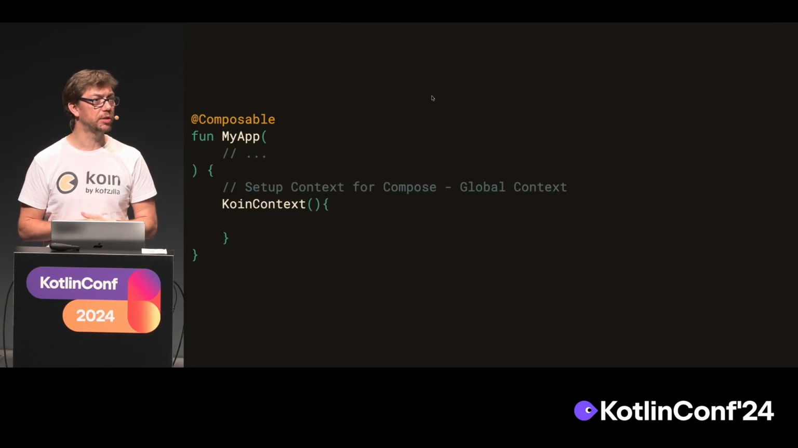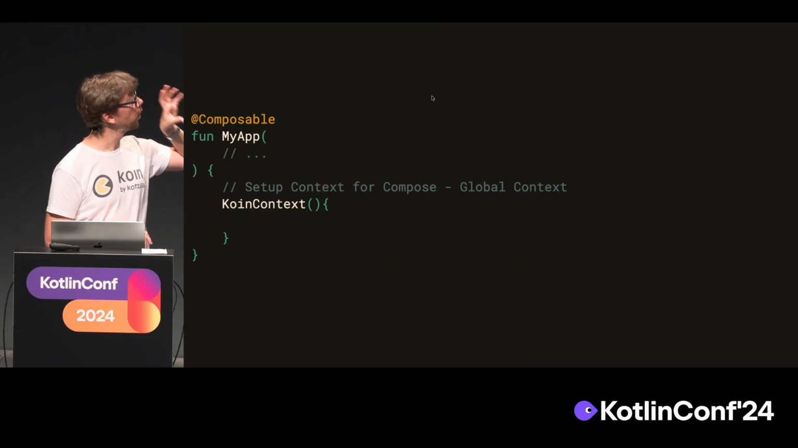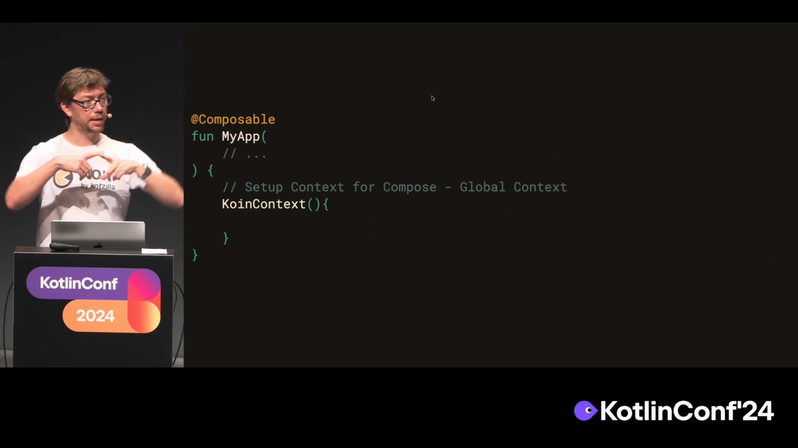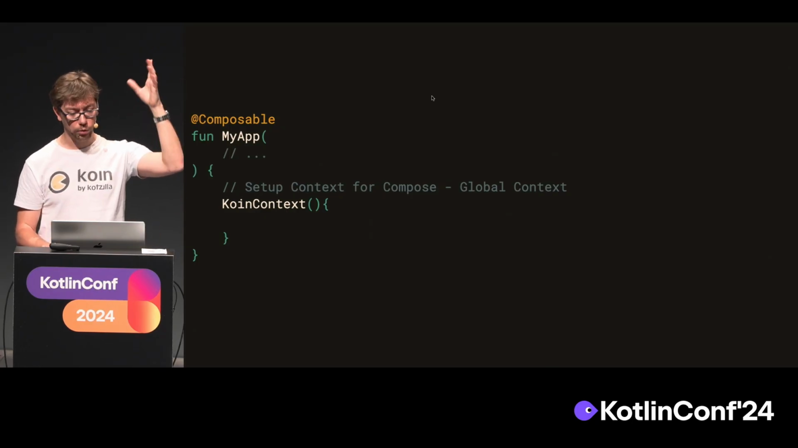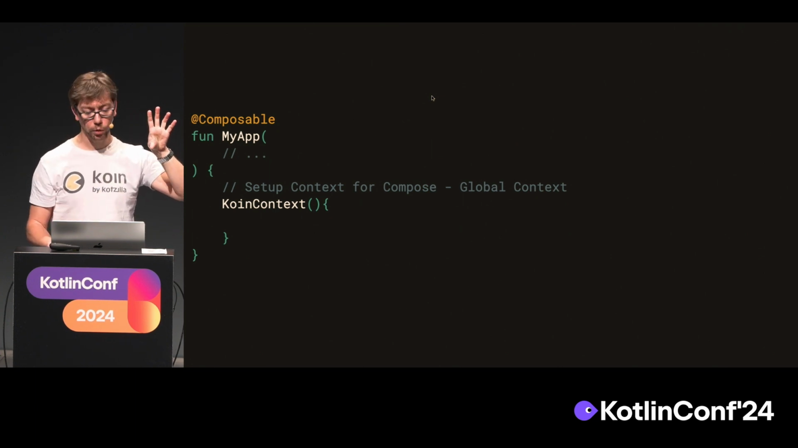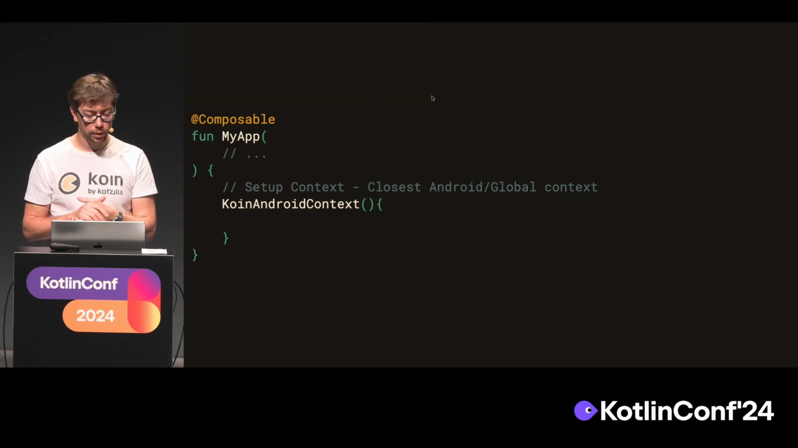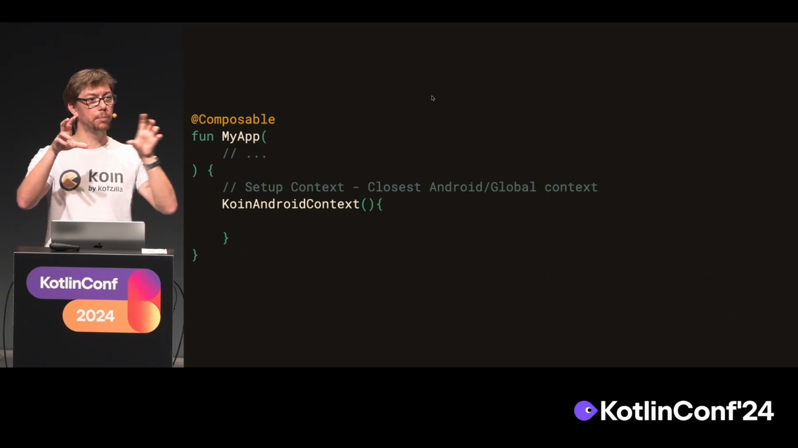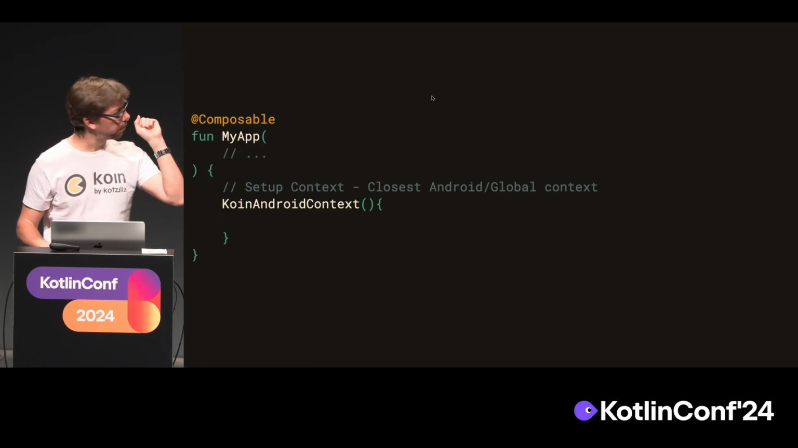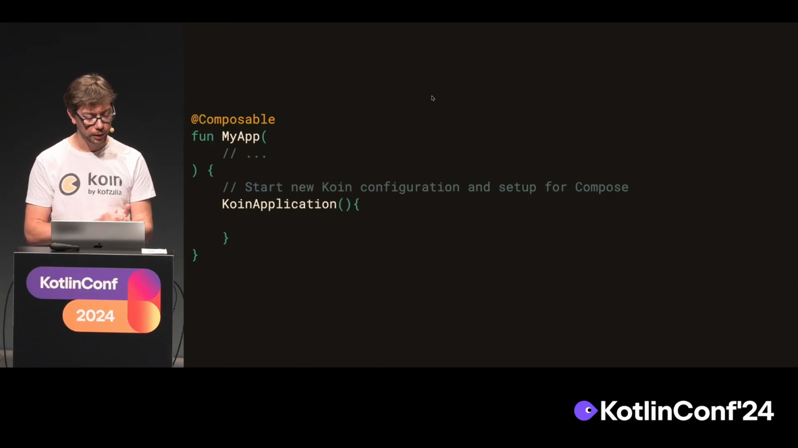The minimal thing that you have to do, at the root node of your application, is to use KoinContext like that, and then it will retrieve your Koin context from a default global context, but register it for you in your local composition for Compose. The same, if you are only using an Android application, is KoinAndroidContext, and it will look for where in the closest Android context we have a Koin system.